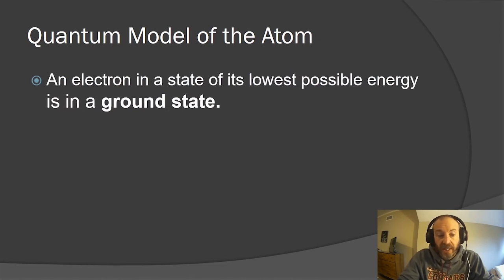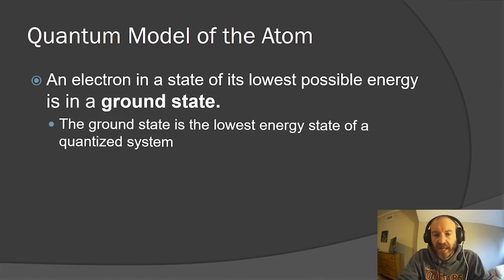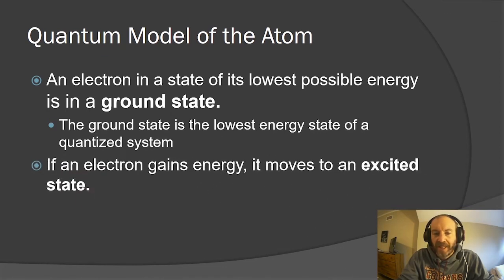If the electron is in its lowest energy, so the closest to the nucleus, we call it the ground state, and those two things say the same thing. So the closer the electron is to the nucleus, we call that the ground state. It is the lowest possible energy state.